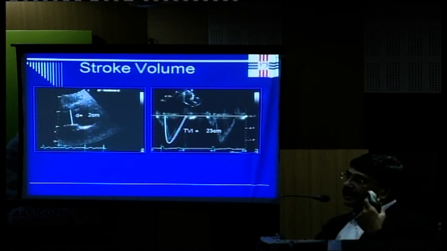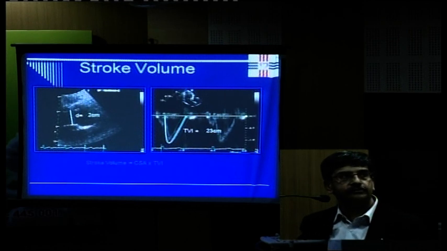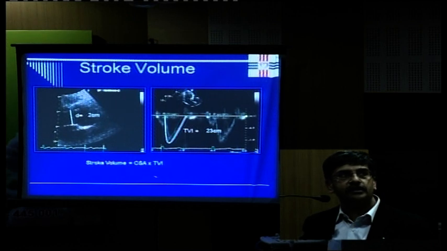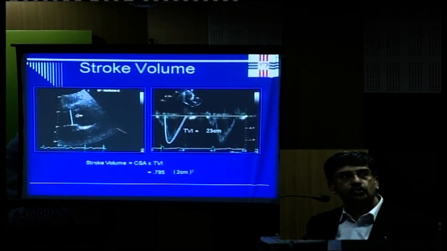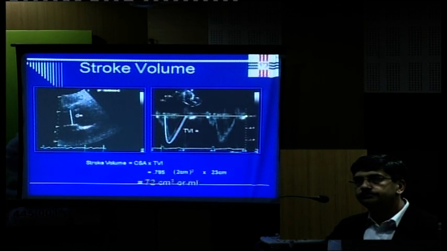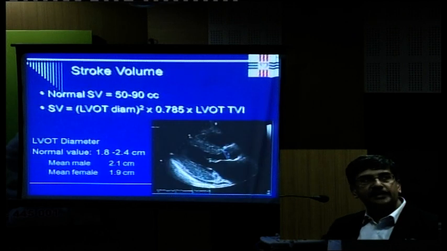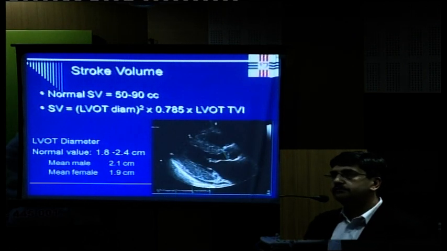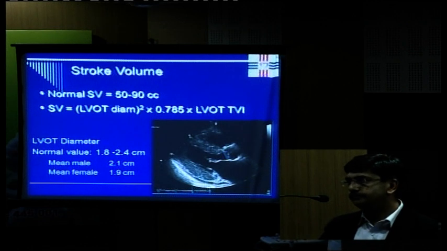If you don't want to do pi r square also, do this. Stroke volume equal to cross sectional area into TVI. So cross sectional area is pi r square into TVI. TVI can be given easily by this machine. So if you don't want to do pi r square, that is 0.785 into 2. This distance is 2 centimeter. 0.785 into 2 into 23 is equal to 72, which is the stroke volume. It is as simple as that. Multiply this with heart rate, it will give you cardiac output.